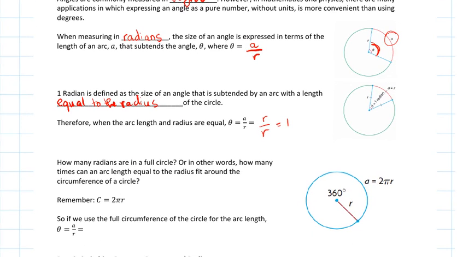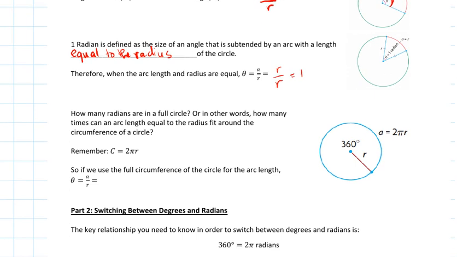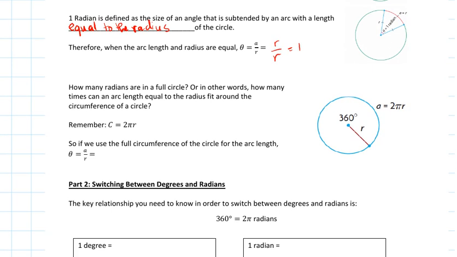Now, how many radians are in a full circle? Or in other words, how many times can an arc length equal to the radius fit around the circumference of a circle? Remember that the circumference of a circle is 2 pi r. So my arc length is going to be 2 pi r, and then divide that by r, and that's going to be 2 pi. So the angle of a full circle, which we know as 360 degrees, is 2 pi.